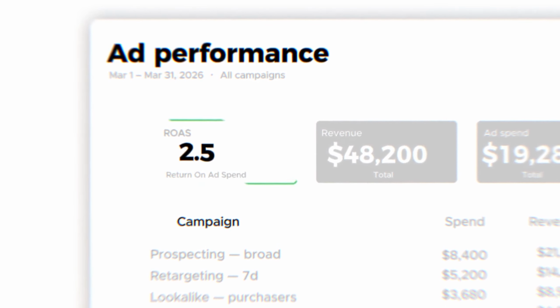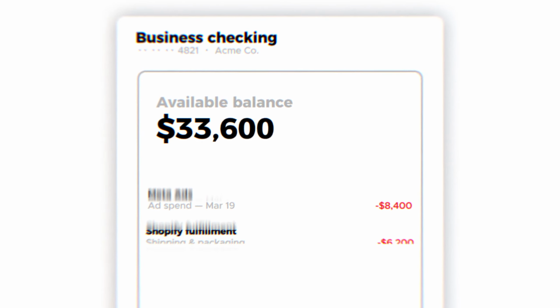Most founders look at their ad dashboard and see a 2.5 ROAS and think they're profitable. But then they look at their bank account and wonder where the money went.